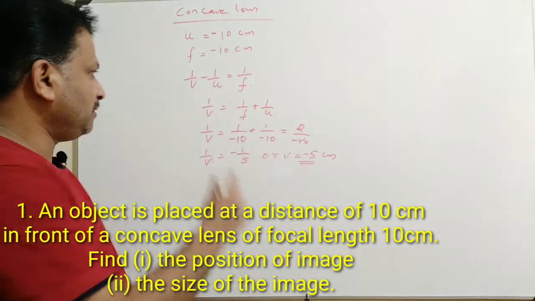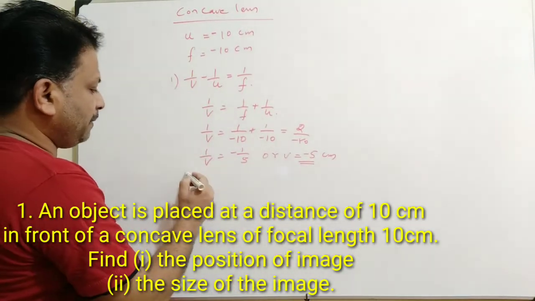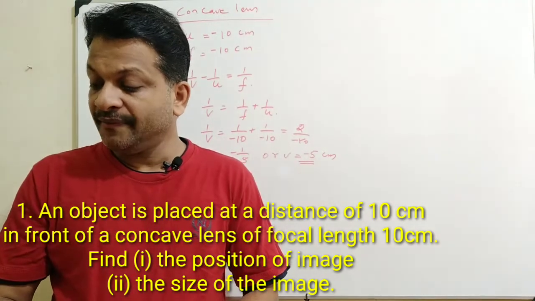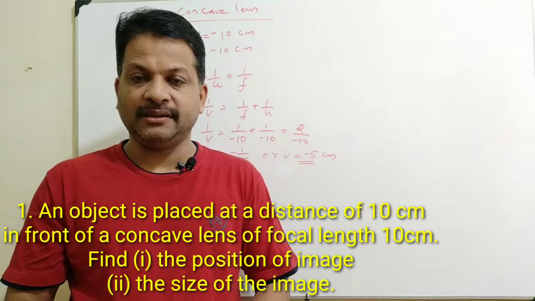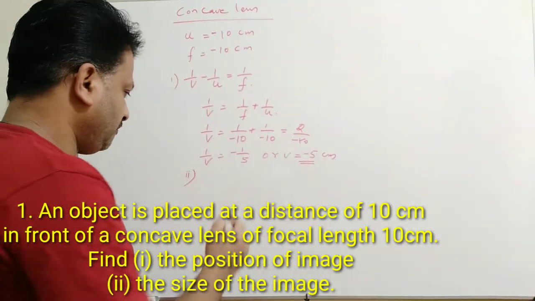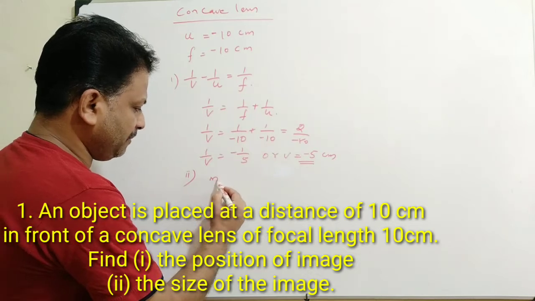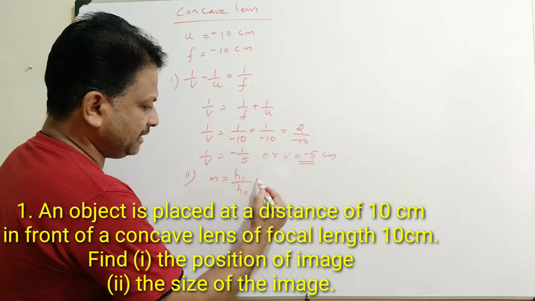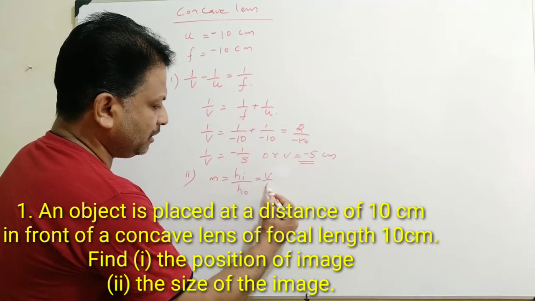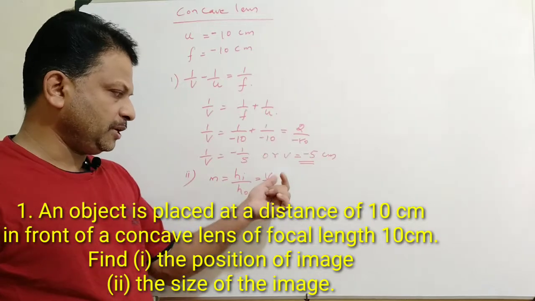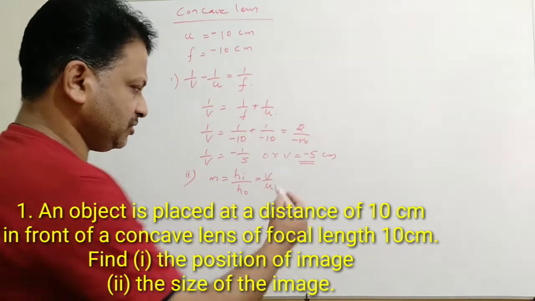Okay. Now this is the first part. Second part, we have to calculate the size of the image in relation to the object. I mean the magnification. Okay. So from the relation, we know the magnification M is equal to height of the image upon height of the object, that's equal to V upon U. All of you must remember this formula. Magnification is the ratio between image distance and object distance.